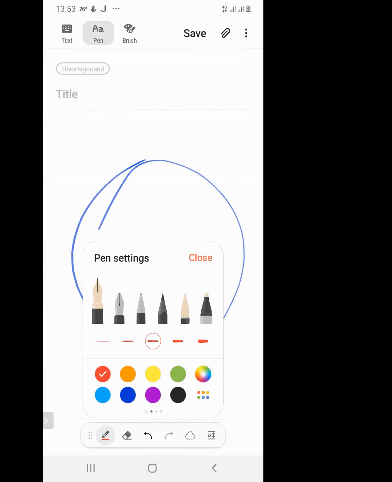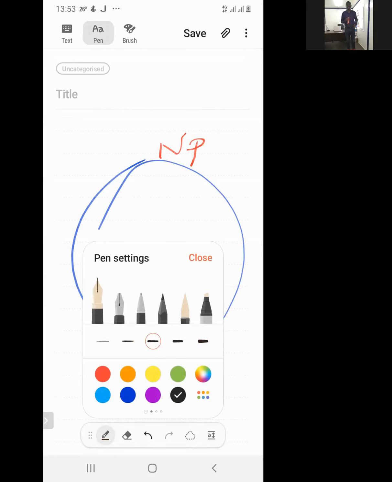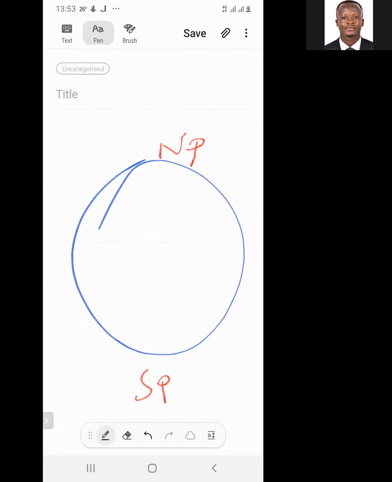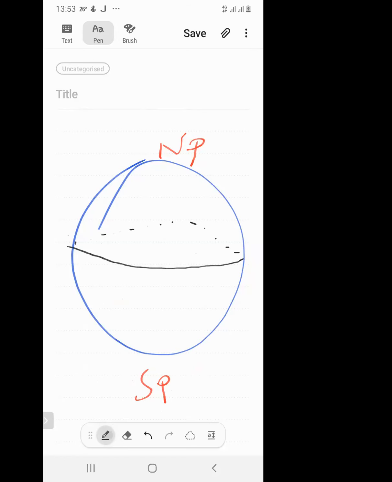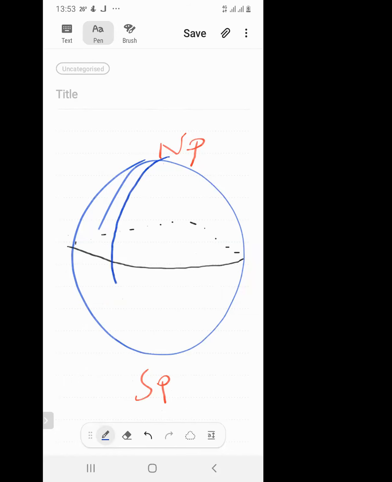Okay, so you can see that your North Pole is somewhere here, and then your South Pole is here. Are you okay? And then you have the equator going round and coming back again. I can just do dash lines here. And then we pick my blue marker, and I can do lines going from North Pole to South Pole. These are the longitudes. And then I can have the latitudes go parallel to the equator.